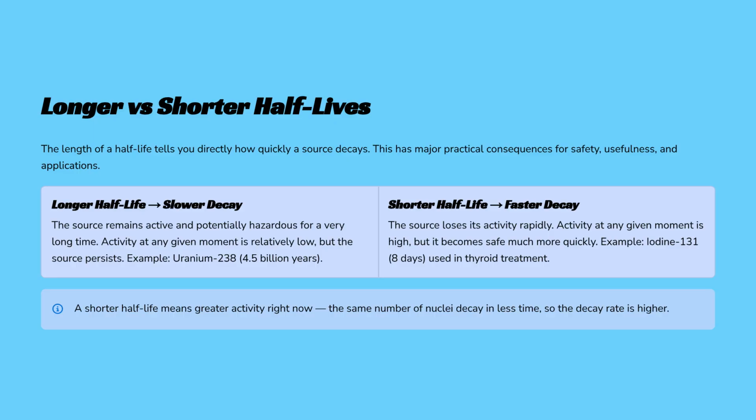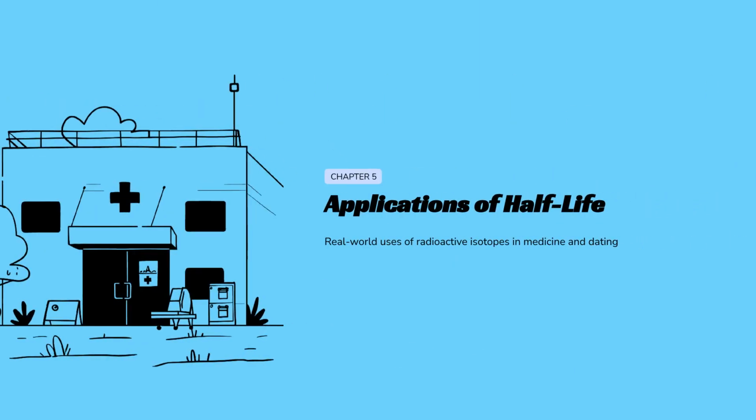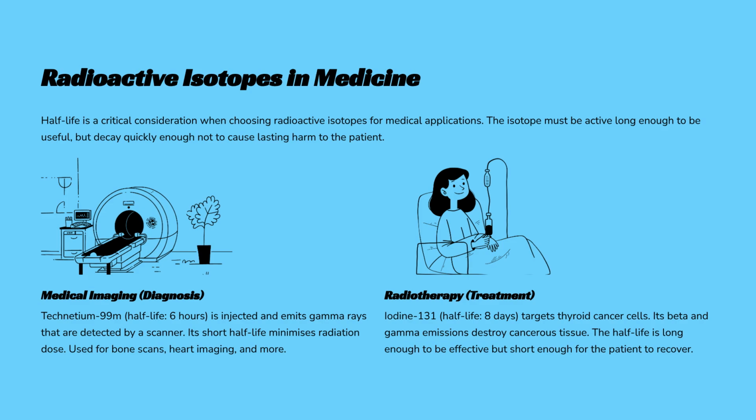Shorter half-lives cause rapid decay, making them useful but also more intensely active initially. Chapter 5 explores real-world applications of these concepts, specifically looking at how we use radioactive isotopes in medicine and for archaeological dating. In medicine, isotopes are chosen based on their half-life. For diagnosis, like using technetium-99m, we need a short half-life to limit the radiation dose. For radiotherapy, we use isotopes to target and destroy diseased cells.